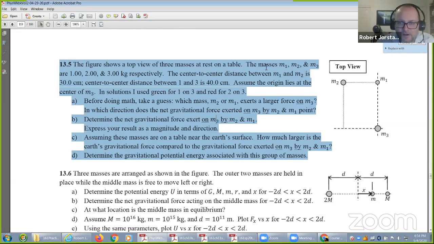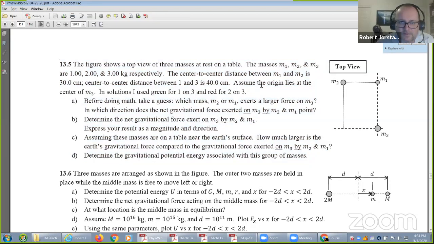So let's take a look here. We've got 3 point masses. We're looking at them from above. These are sitting on a table. Technically, they are attracted to each other. It's just the gravitational force is so weak. We'll see that in this part. In part C, we'll discuss why they aren't moving, even though they're attracted to each other. But for now, M2 is bigger than M1.